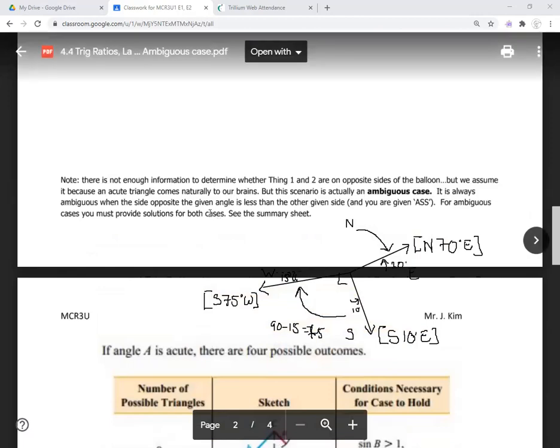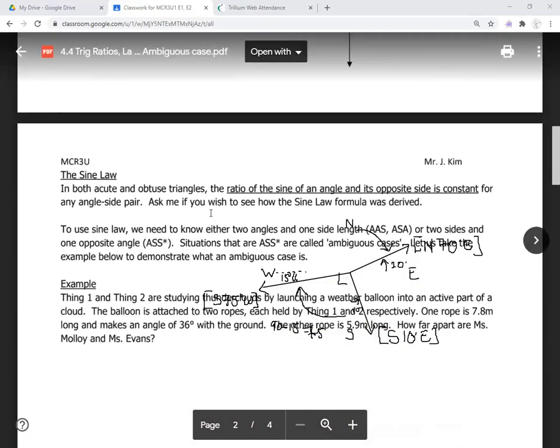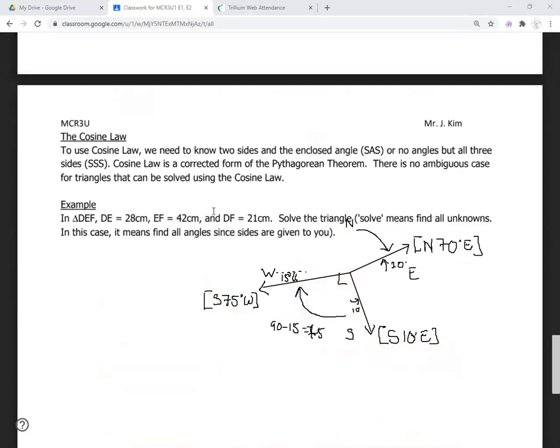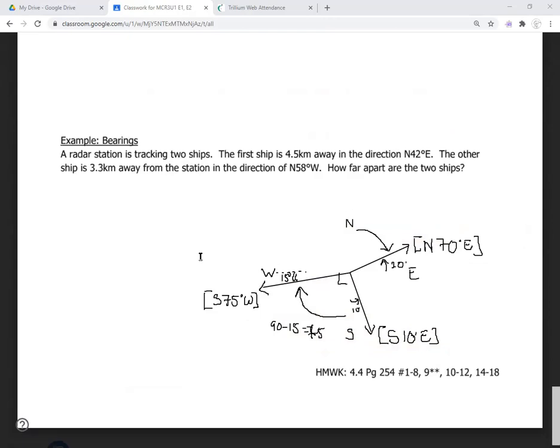Where is it? Sine law. Oh no, sorry. It's not the second piece of paper. No, it is the second piece of paper. Is it the second piece of paper? I think it's the back of the second piece of paper then. Sorry, I don't have mine stapled, so it's all wrong. How did I do this?